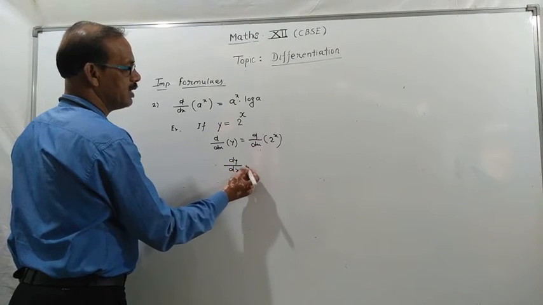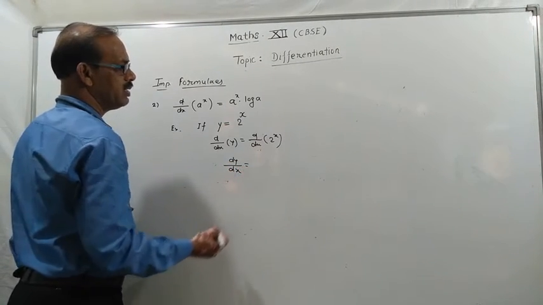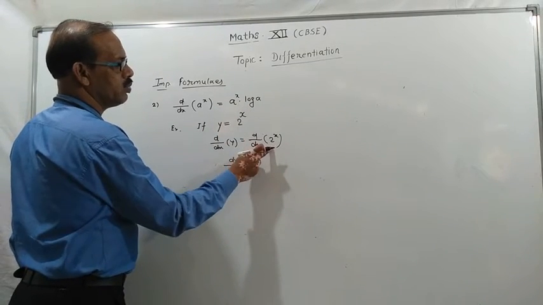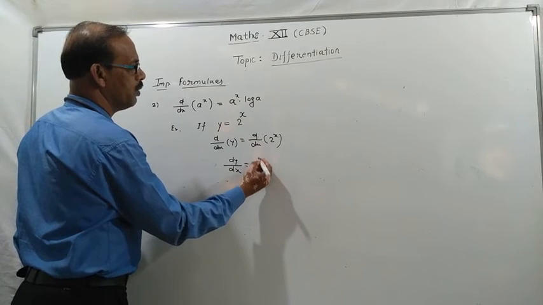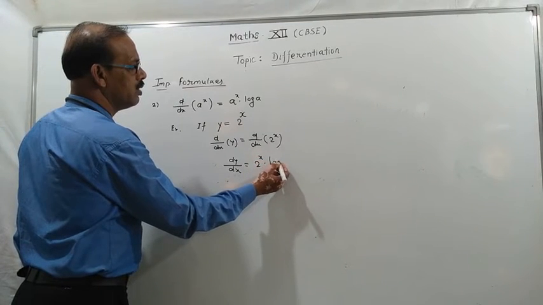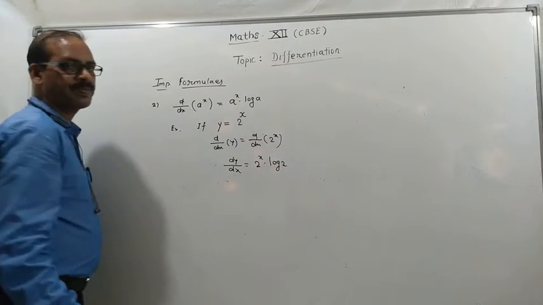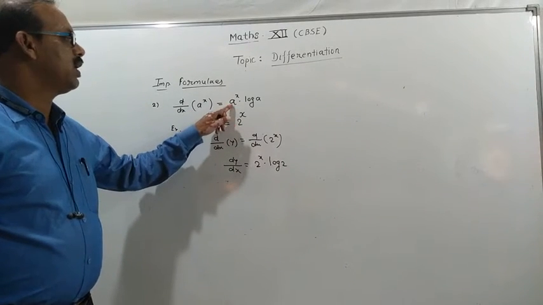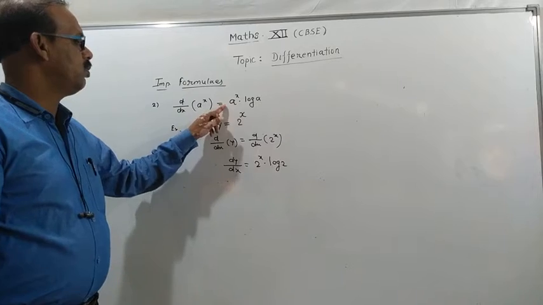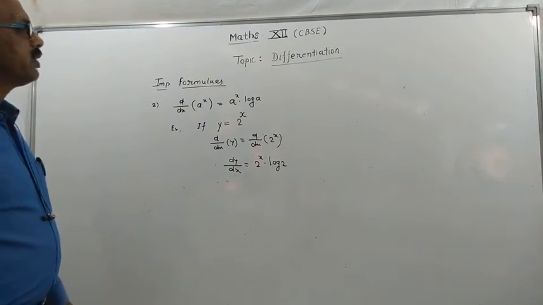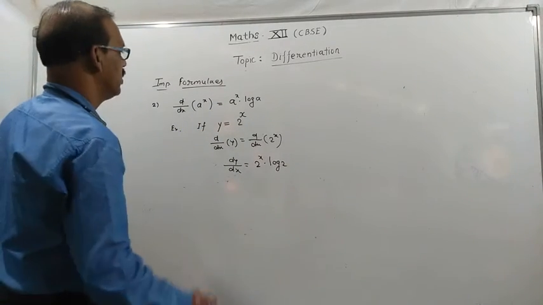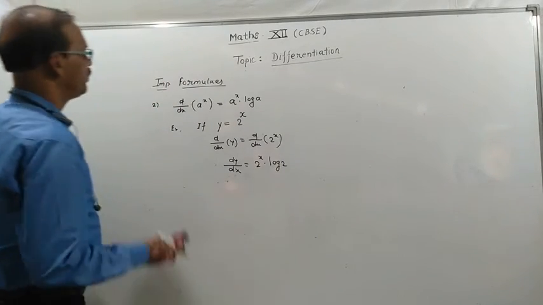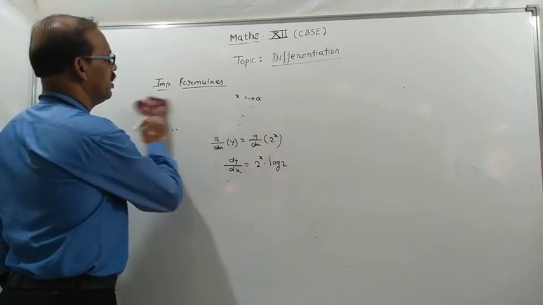Derivative of y with respect to x is dy/dx, and using this formula, with a as 2, we get 2 raised to the power x dot log of 2. So whatever be the value of a that is given, we can apply this formula to find the derivative of any exponential function.